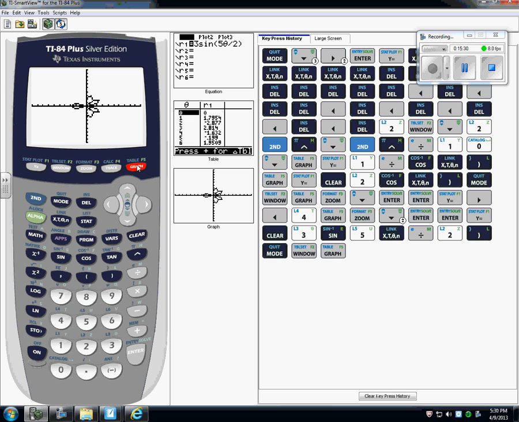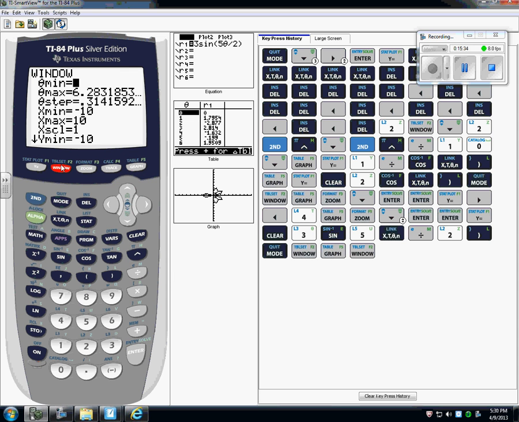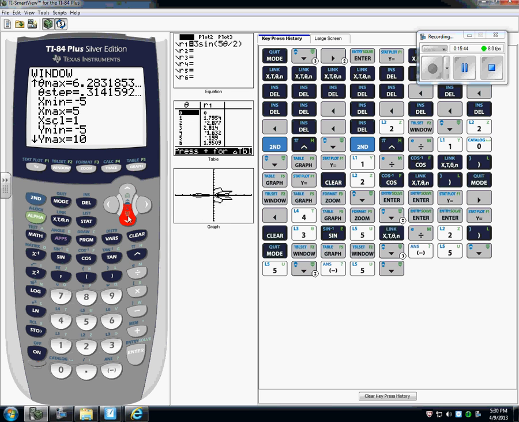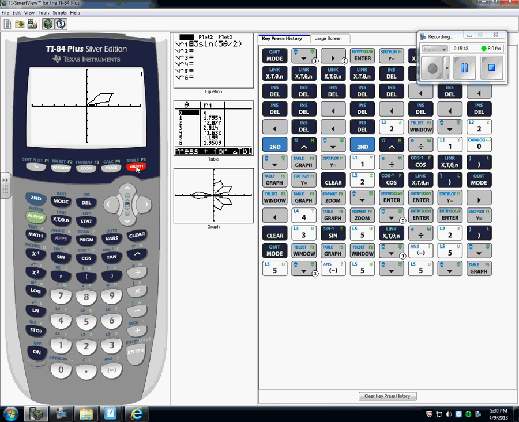So it graphed it. I don't think I need the negative 10 to 10 all the way through. So let me go back to the window. Let's see if I can change this to maybe like negative 5 and 5 and negative 5 and 5. Okay, now let's graph it. So there it is. Now if you notice, it's not really round.